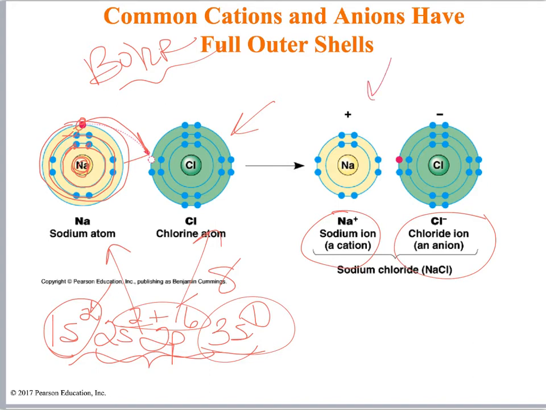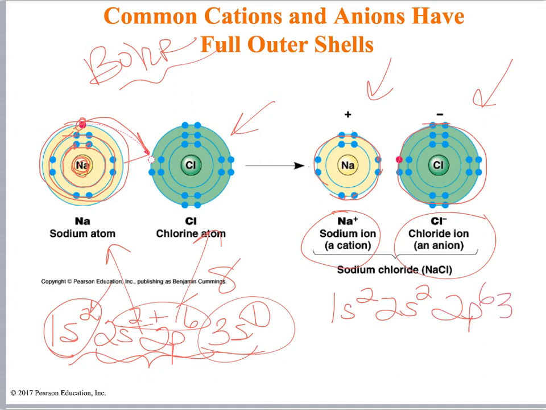Look now at the Bohr models and electron configurations for the resultant sodium cation and chlorine anion. First of all, the outer shell on both of them is full. The outer shell, the highest energy shell, has 8 electrons for both of these ions. And if you were to look at the electron configurations, they would also both be noble gas-like.